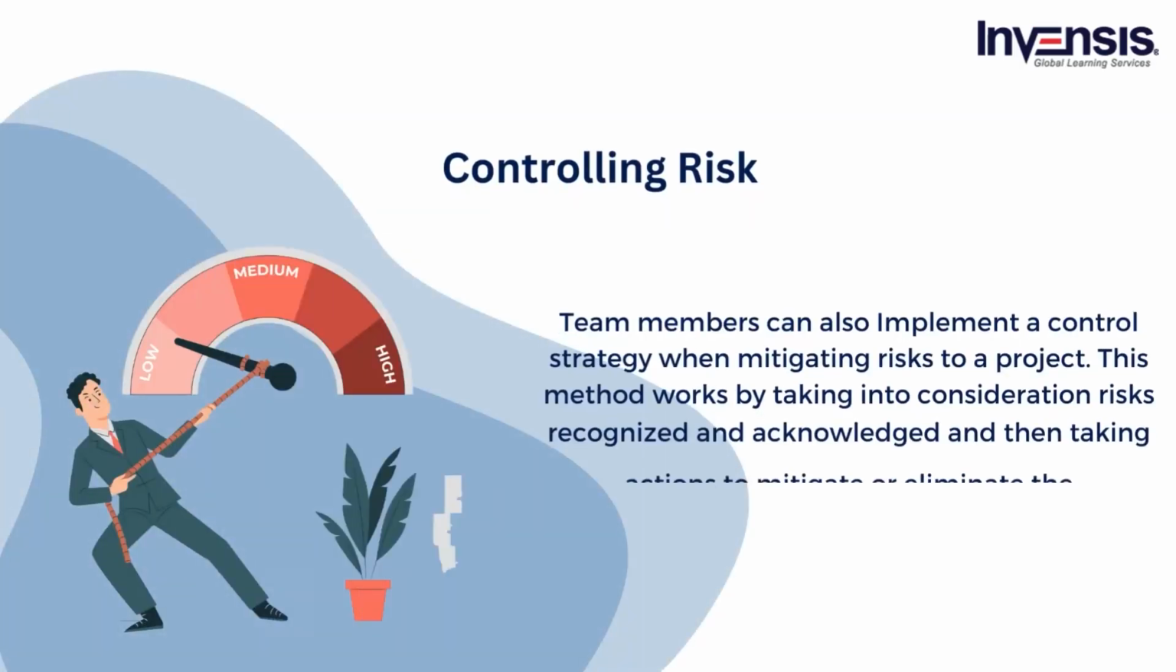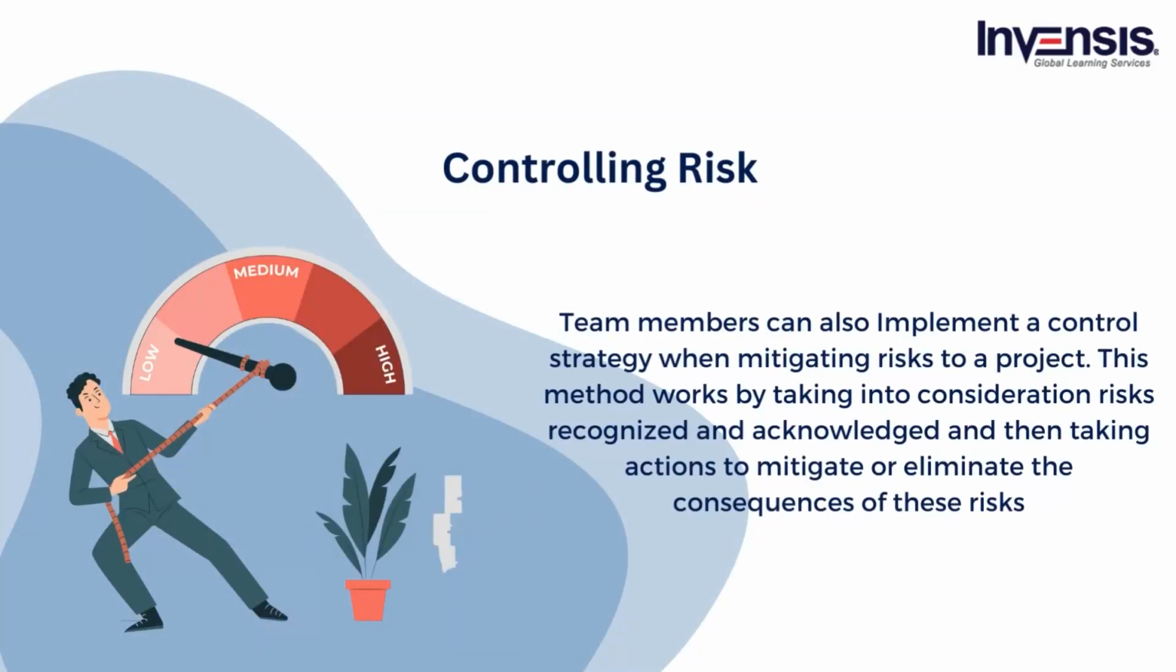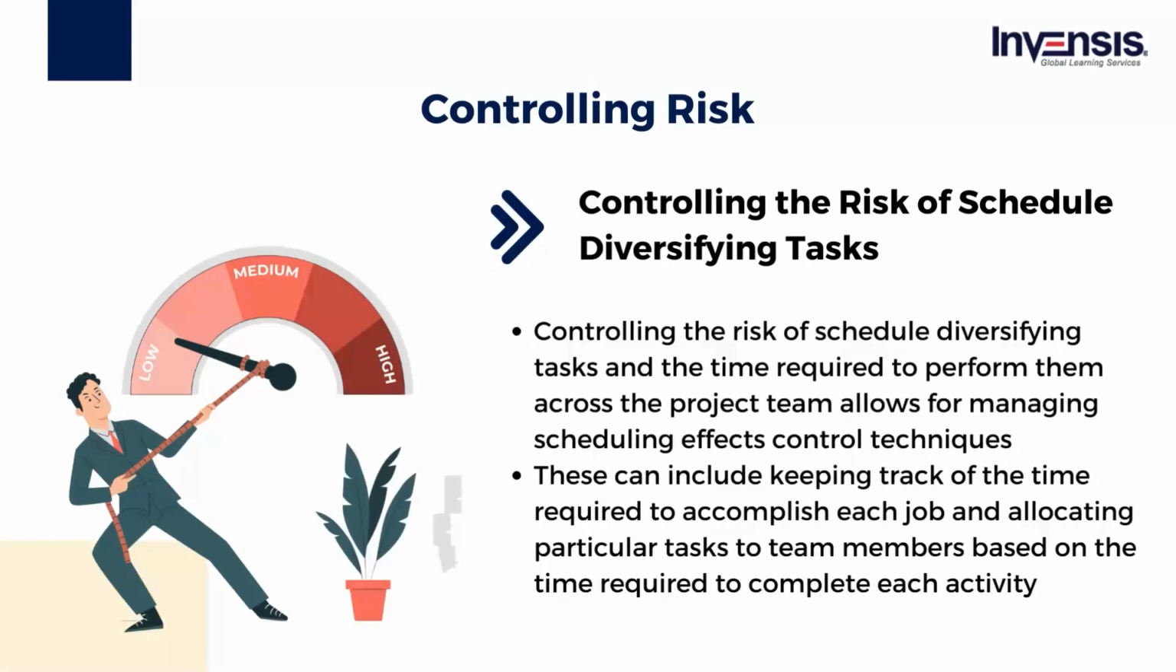Team members can also implement a control strategy when mitigating risks to a project. This method works by taking into consideration risks recognized and acknowledged and then taking actions to mitigate or eliminate the consequences of these risks. Some examples that demonstrate how control measures can be used for risk mitigation are: first, controlling the risk of schedule. Diversifying tasks and the time required to perform them across the project team allows for managing scheduling effects.